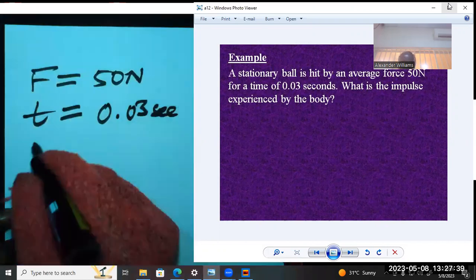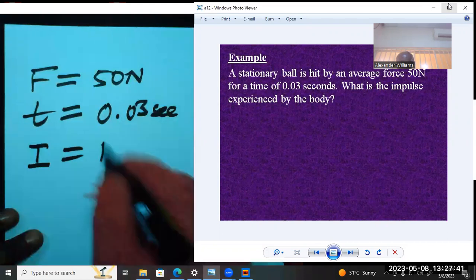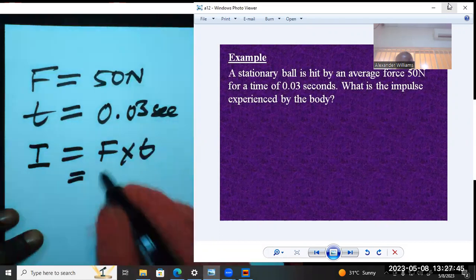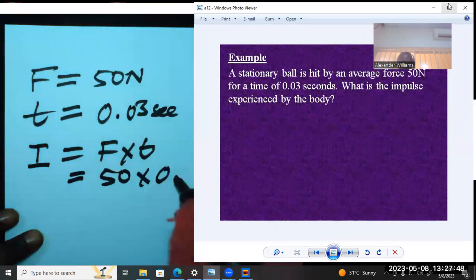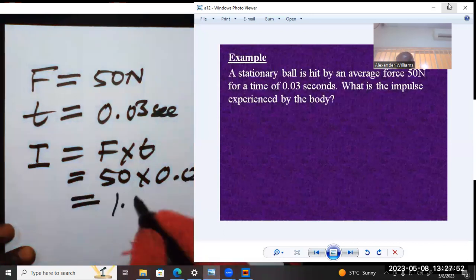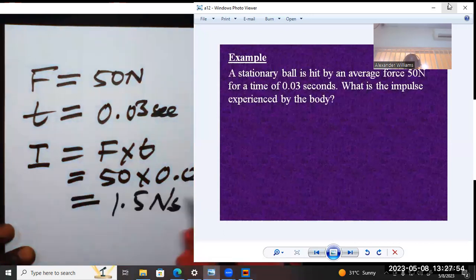Remember that impulse of a force is force times time. 50 times 0.03 will give us the impulse of the force as 1.5 Newton second. That is the impulse of a force.